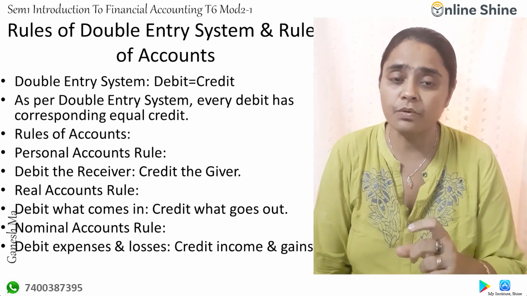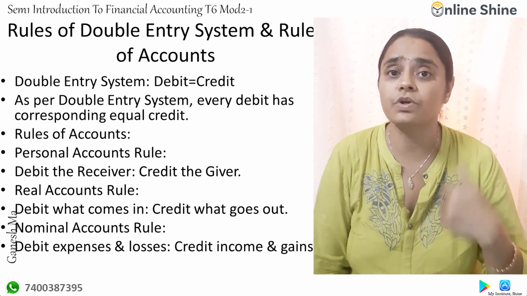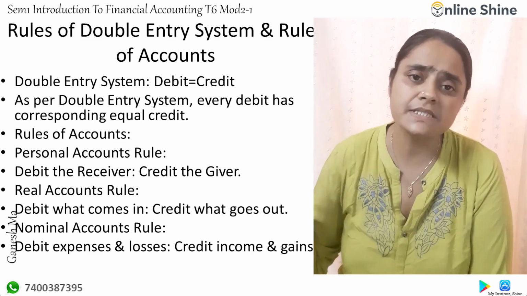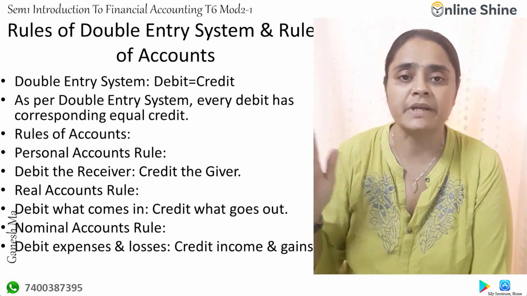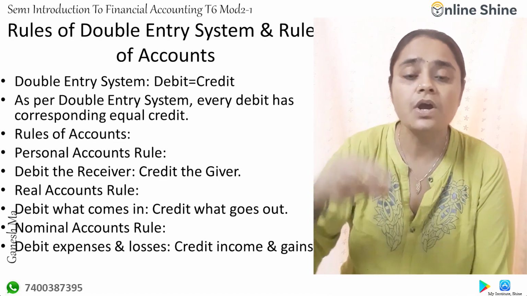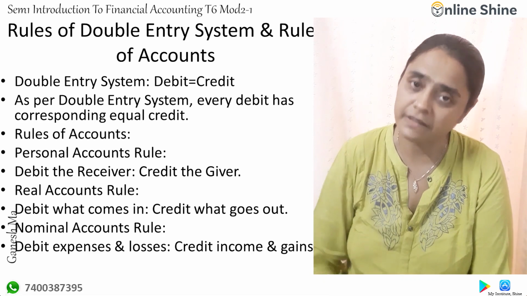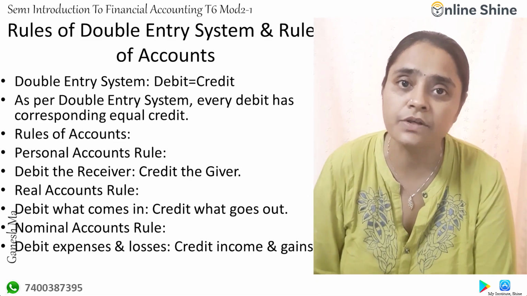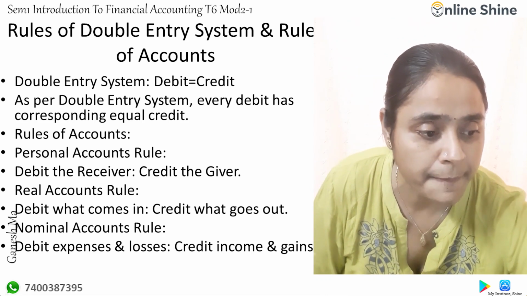The rule for the real account is: debit what comes in, credit what goes out. And the rule for the nominal account is: debit all expenses and losses, and credit all income and gains. These are the three fundamental rules of the three accounts: personal account, real account, and nominal account, which you have to always keep in mind, and accordingly you have to give effect in your transactions or in your journal entry.